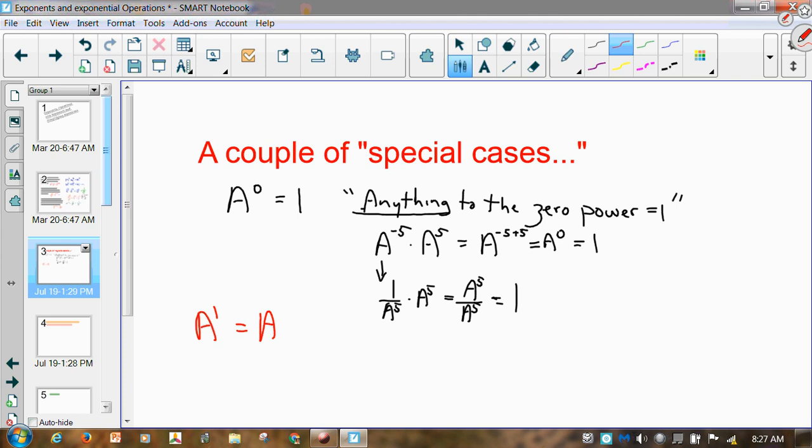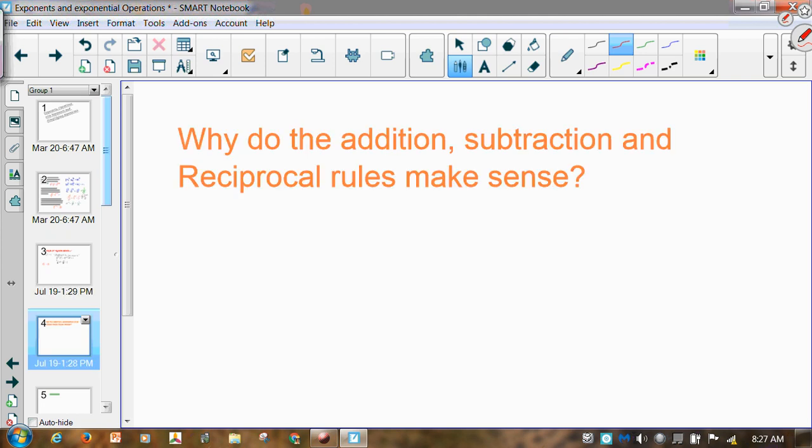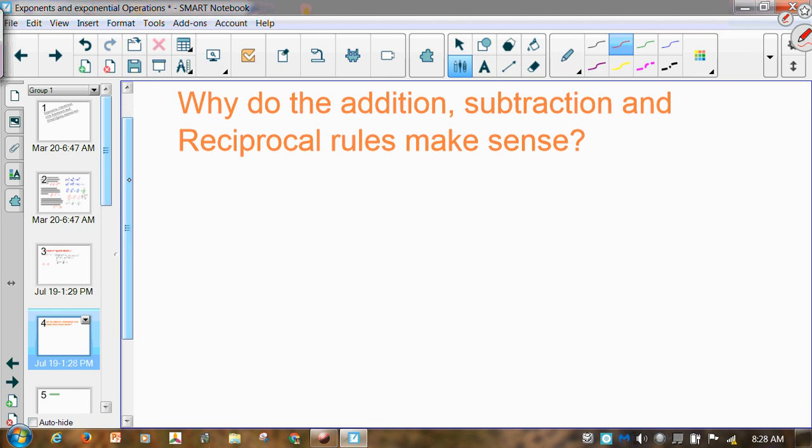I call these special cases because they do come up from time to time, and some people that don't understand exponents very well scratch their head and say, why is a to the 0 or b to the 0 or anything else to the 0 equal to 1 instead of 0 or something like that? All right. So let's do a little bit of work here on why the addition property, subtraction property, and reciprocal properties make sense.